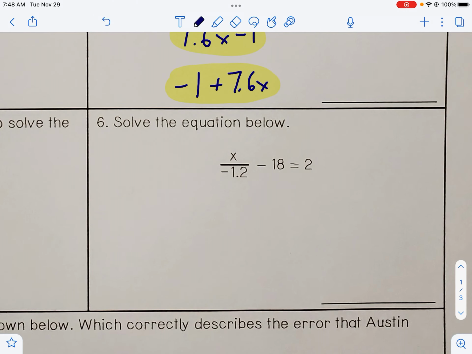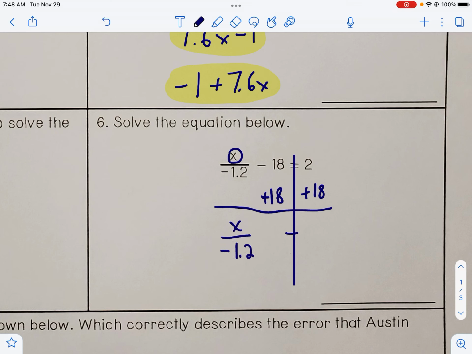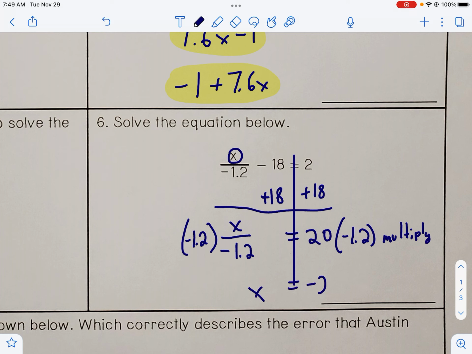For number 6, again, we'll notice there is an equal sign, so we need to solve by using inverse operations. We'll start by moving the numbers that are not directly right next to the variable, the things that are added and subtracted. So we'll add 18 on both sides. We'll end up with x over negative 1.2 equals 20. To get rid of dividing by negative 1.2, we are going to multiply by negative 1.2. After multiplying, we'll end up with our final answer of x equals negative 24.